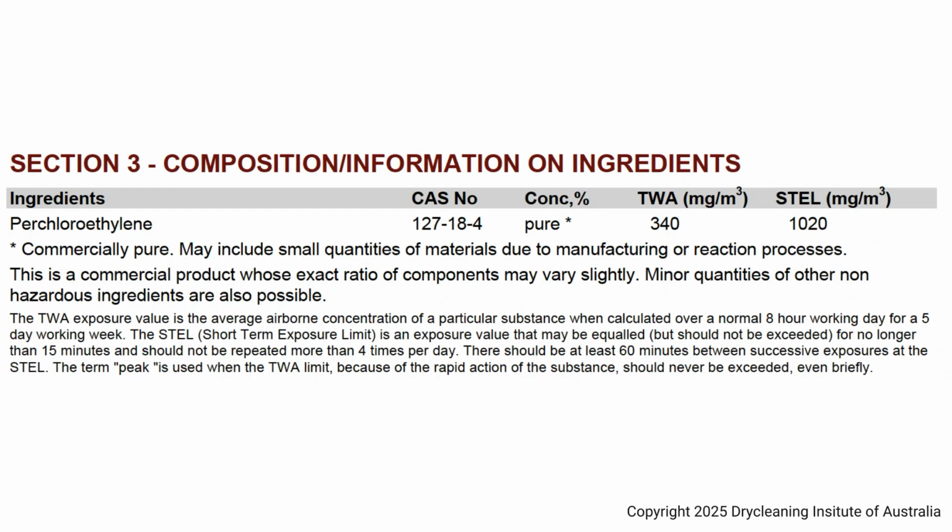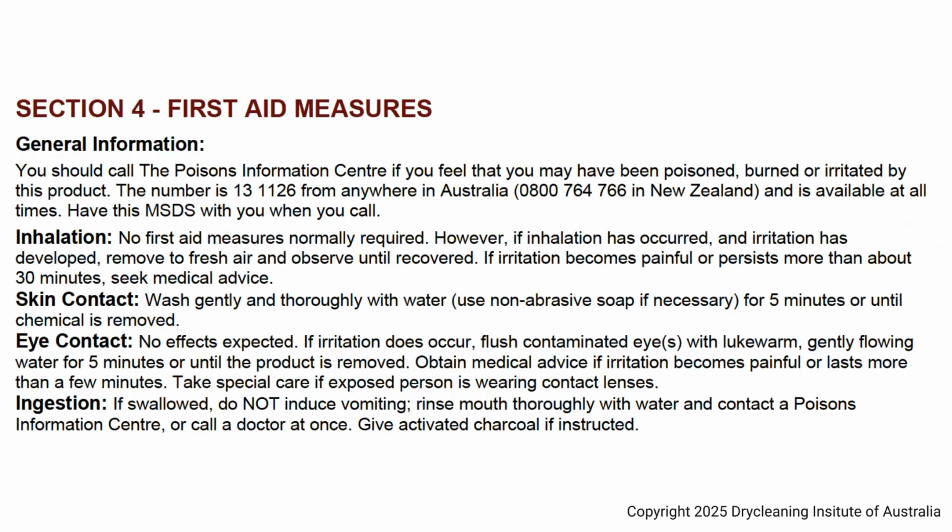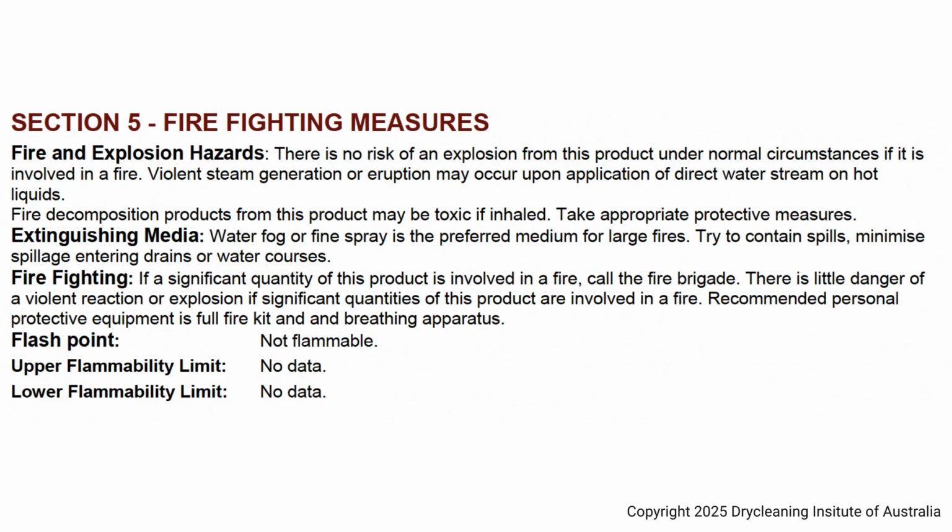Section 3, Composition and Information on Ingredients. If the chemical is a mixture, this section should provide the information on the identity and proportions of hazardous ingredients in the mixture. Section 4, First Aid Measures, describes the necessary first aid measures to be taken in case of an accident. Section 5, Firefighting Measures, gives specific information on fighting a fire involving the chemical, including the most suitable extinguishing media and other protective measures.